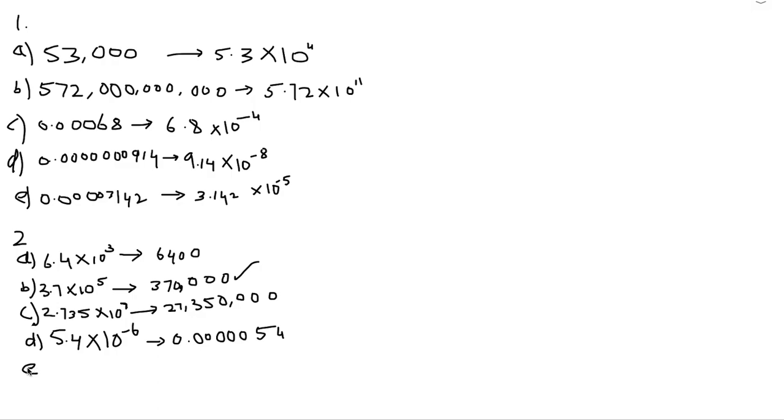Now next problem E. 9.778 times 10 to the power negative 9. Now the decimal will move to the left side, as I said before. 0 point, total 9 zeros. 1, 2, 3, 4, 5, 6, 7, 8, 9, 7 7 8. This is the right answer.